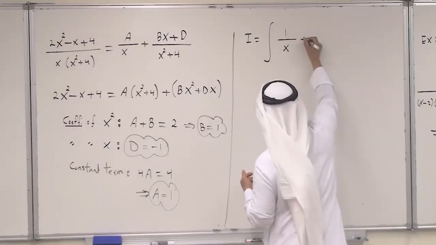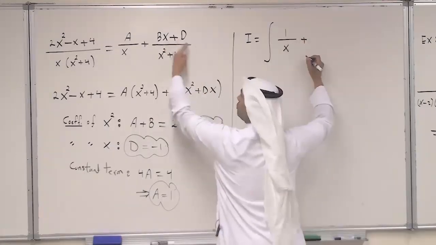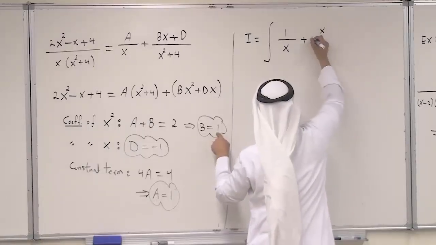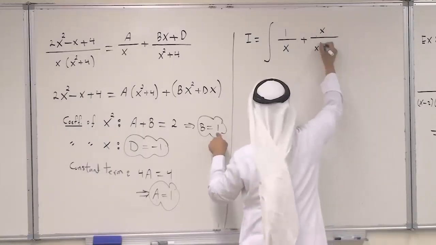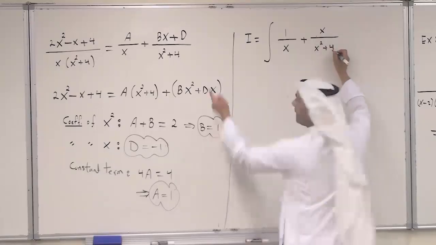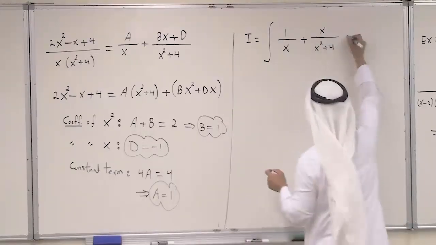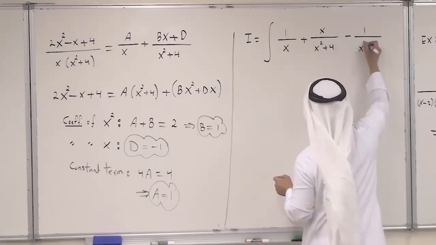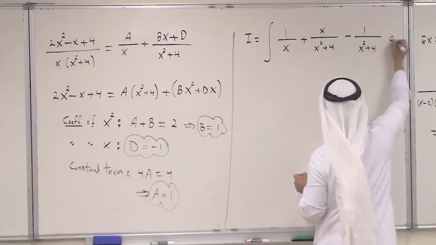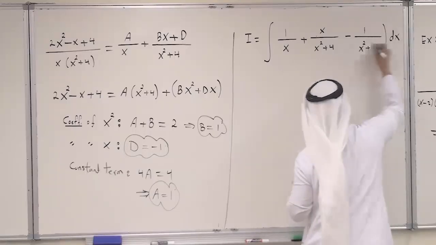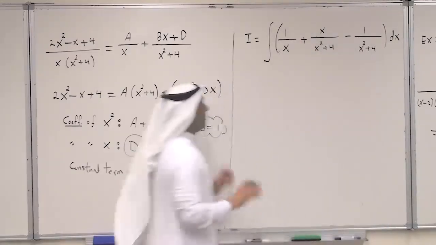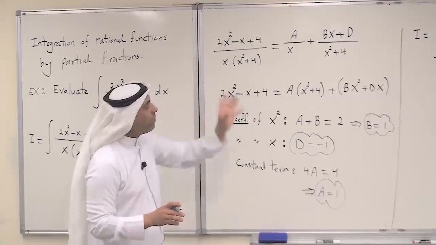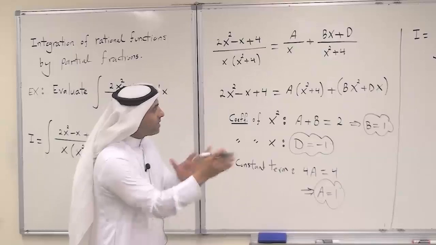Plus, now what I will do here, I will split this one into 2 parts. So b equal to 1. So what do we have is just x over what? x over x squared plus 4 plus d. d is minus 1. So it is minus 1 all over x squared plus 4. And this is something to be integrated with respect to x. Fine. This is the form of the fraction after decomposing, after making the partial fraction.